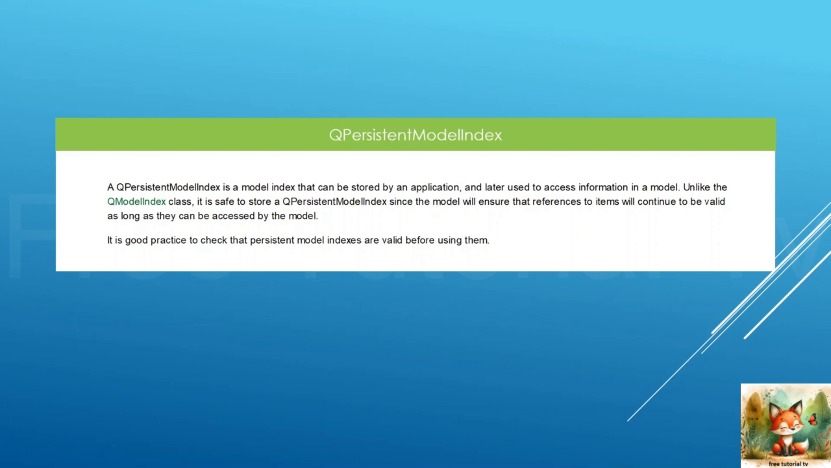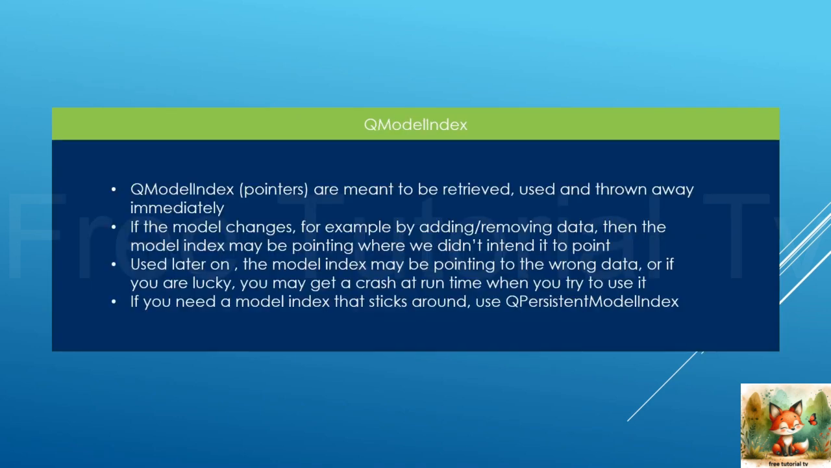Now, if you want to have a model index that follows your elements as they move through the data structure, then you can use QPersistentModelIndex. But as you might have thought, QPersistentModelIndex is a bit expensive to use because you have to keep state, you have to have the logic to follow the element as it moves around. So make sure you use this only when you need it. And in most cases, QModelIndex is going to be enough.